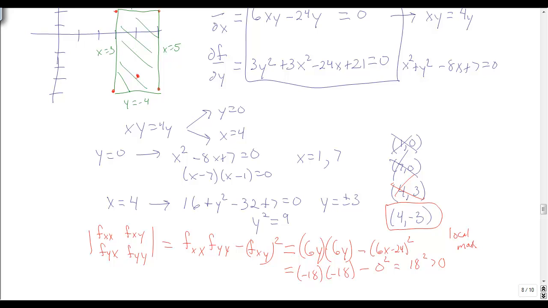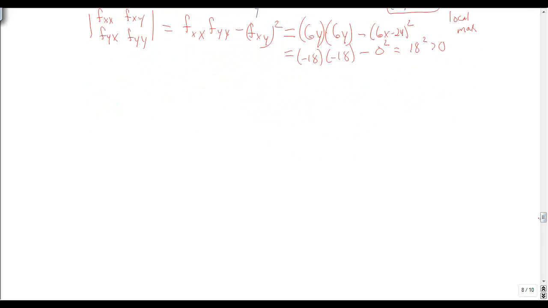Now that doesn't tell me that's an absolute max, and again, all this stuff in red is unnecessary, because at the end I'm just going to evaluate a bunch of points. The original function had a bunch of points, including this one, and if another point has a higher function value, I'll use that one instead.